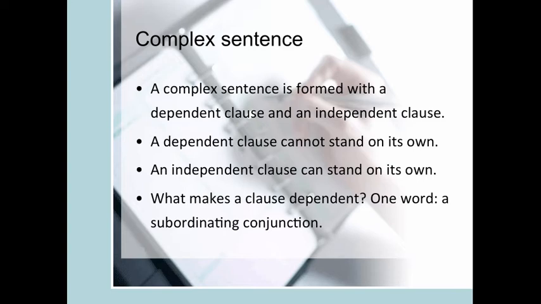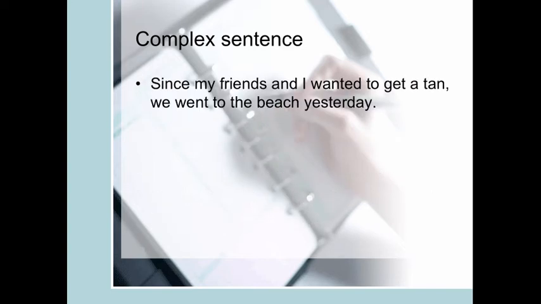So what makes a clause dependent? Literally one word, and that is called the subordinating conjunction. So for example, since my friends and I wanted to get a tan, we went to the beach yesterday. The subordinating conjunction here is since. If you take the phrase, since my friends and I wanted to get a tan, you need more information in order for that to make sense.